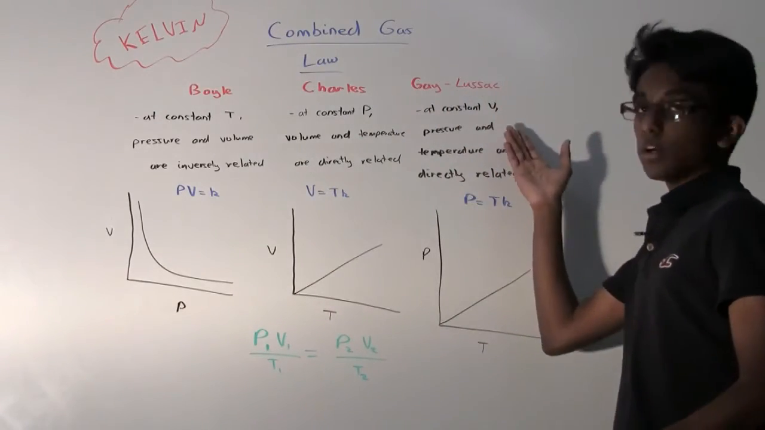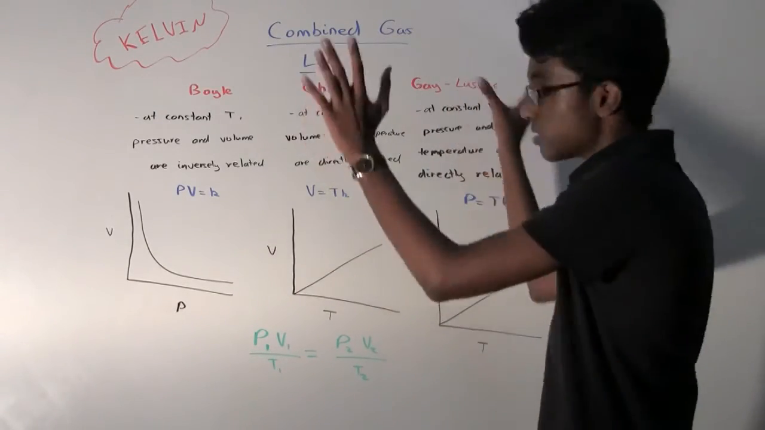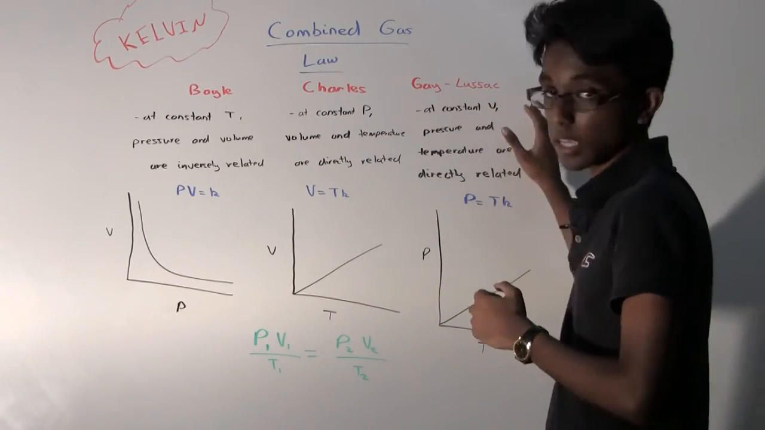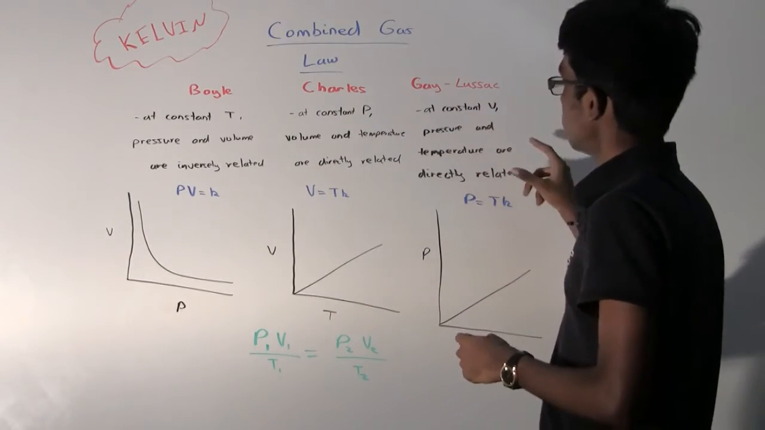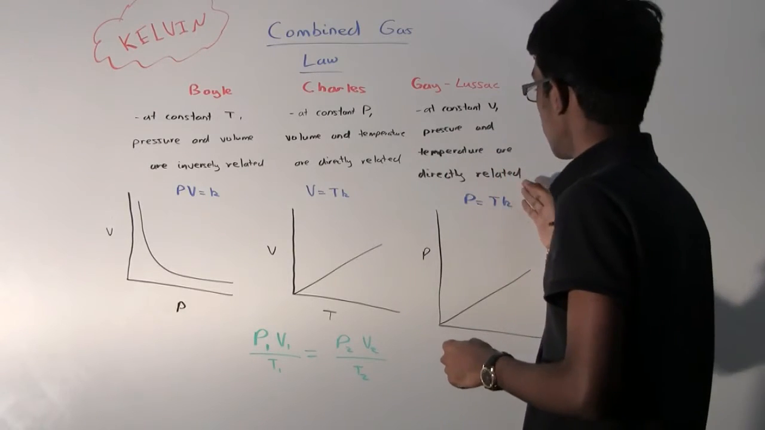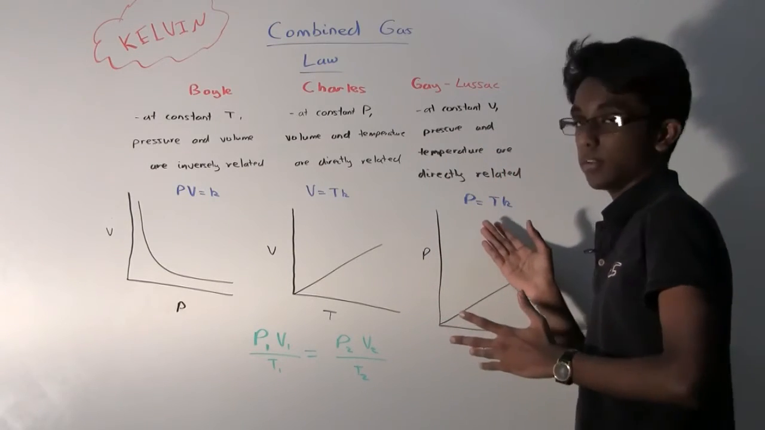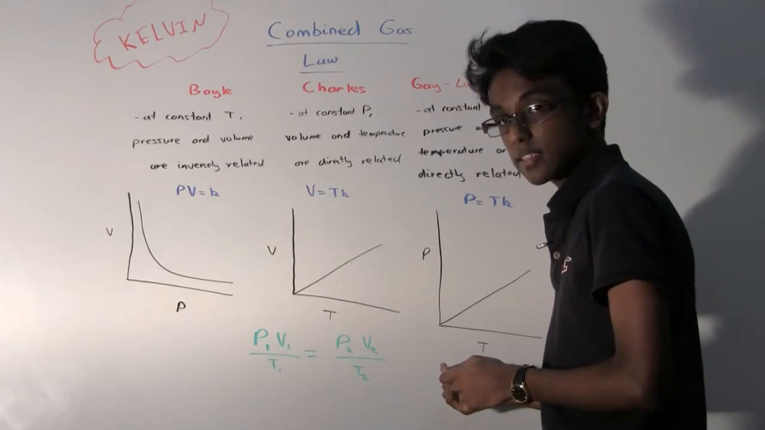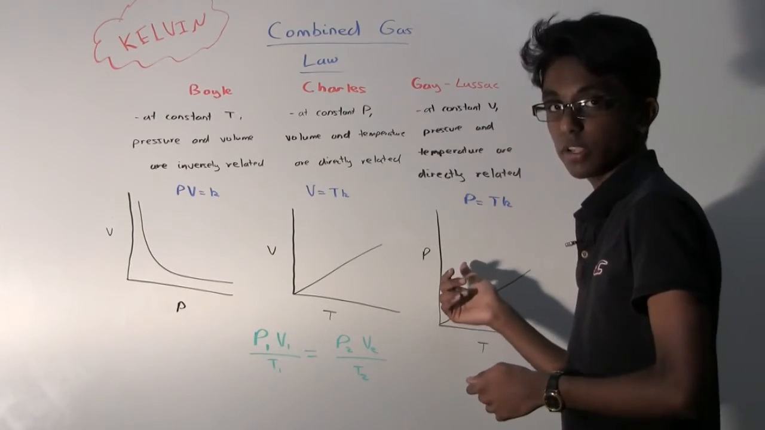Okay, the final law. All these three laws are going to combine into the combined gas law, but the final law we have to understand is Guy-Lussac's law, which says that at constant volume, the pressure of a gas and the temperature of the gas are directly related. So if you increase the temperature of a gas, then the pressure is going to also increase.